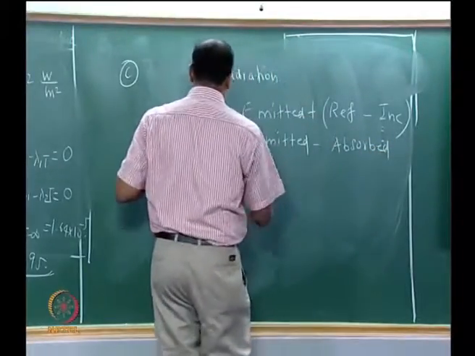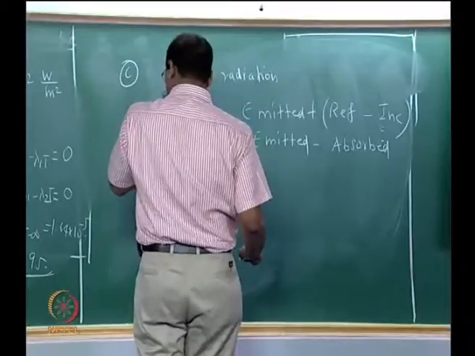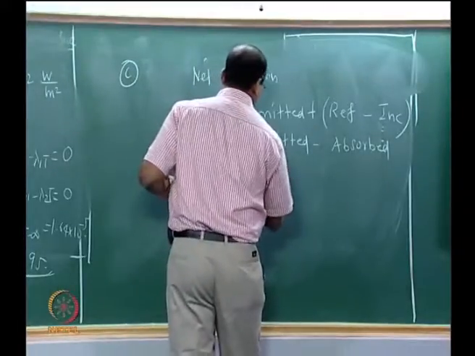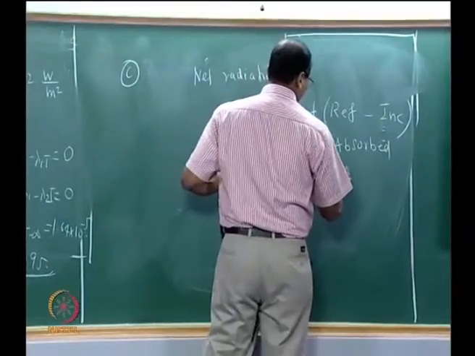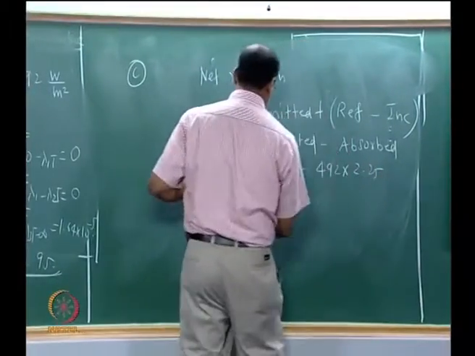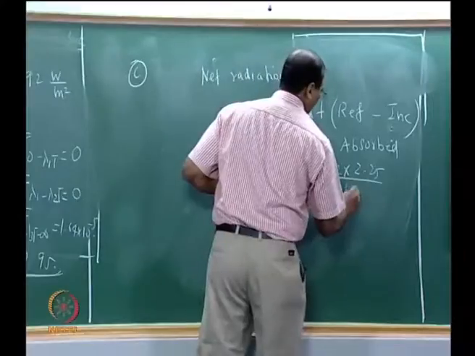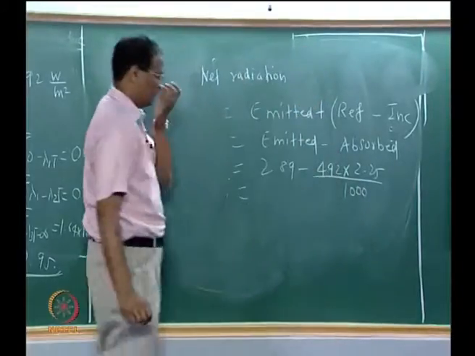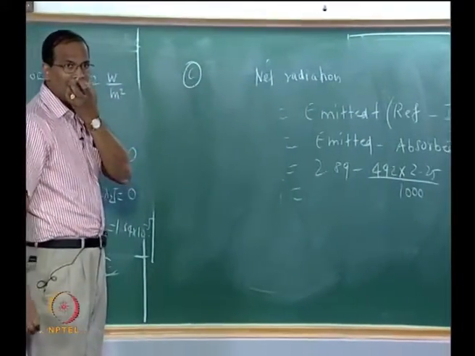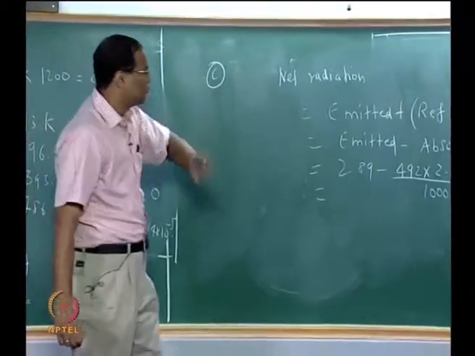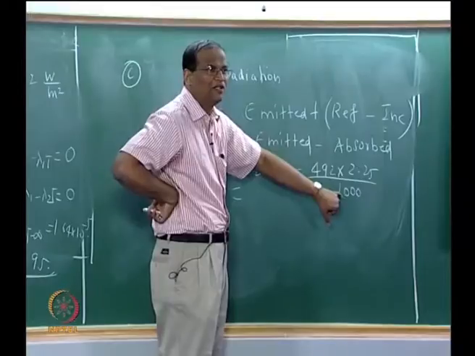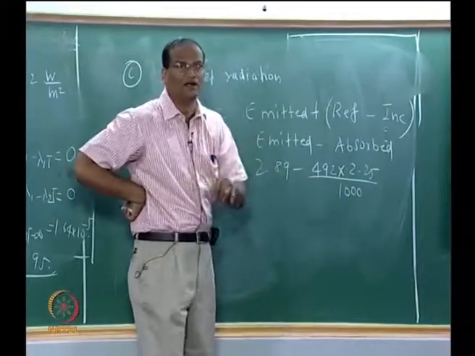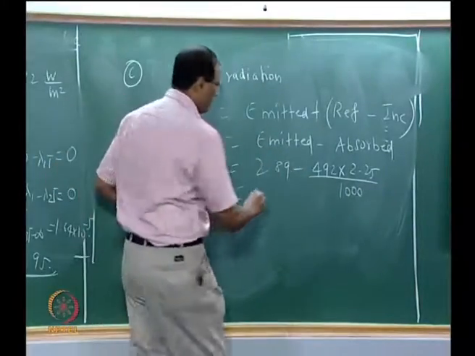Yeah, now tell me. Emitted is 2.89 minus... I did so many things here. 492 watts per meter square. I multiplied by the area 1.5 by 1.5 divided by 1000 because this fellow is in kilowatt. Very good.